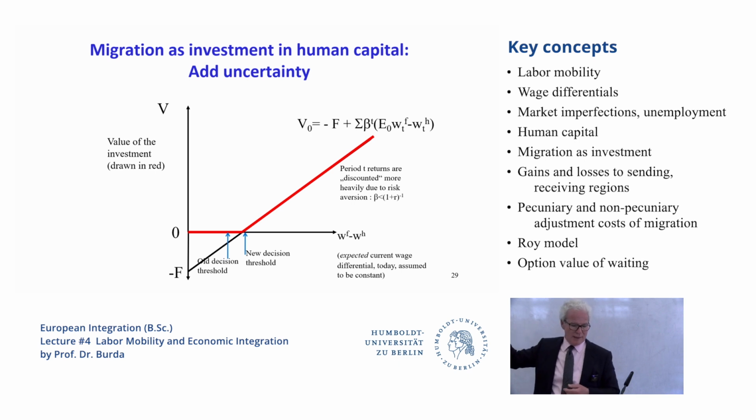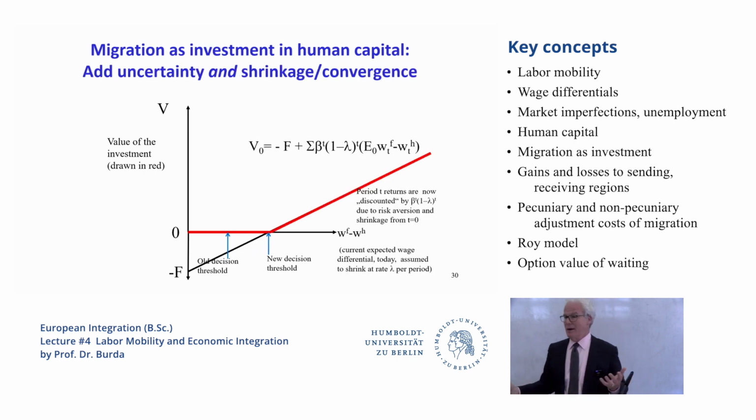If it does shrink, we can think of WF minus WH as being the current level, which I wrote down there on purpose, but it's shrinking. And if it's shrinking, that's like a higher discount rate, because in the future you're not going to get the same gap anymore. It's going to be smaller. So it's a type of discounting. If you do that, look what happens: it gets even more unattractive to migrate. So the expectation that things at home will catch up will hold you back from migrating. Wow.